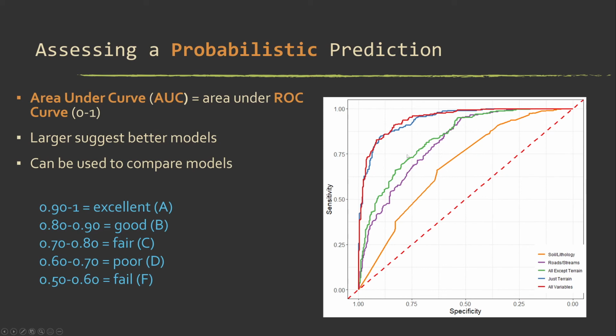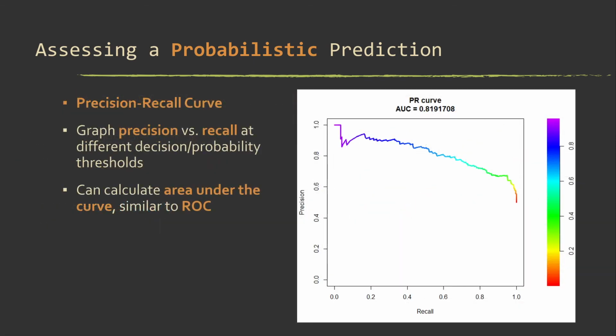So what we can see just looking at this curve is that we get the best performance from using all the variables or just using the terrain variables. They're actually pretty close. If we take out the terrain variables, the model performance actually decreases pretty substantially. Okay, so in short, a larger value is better.